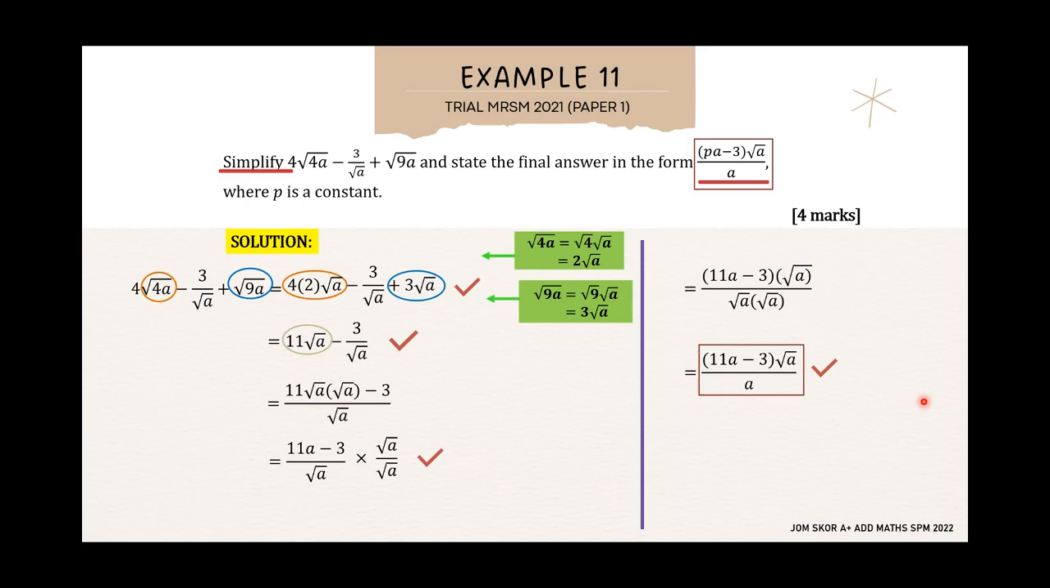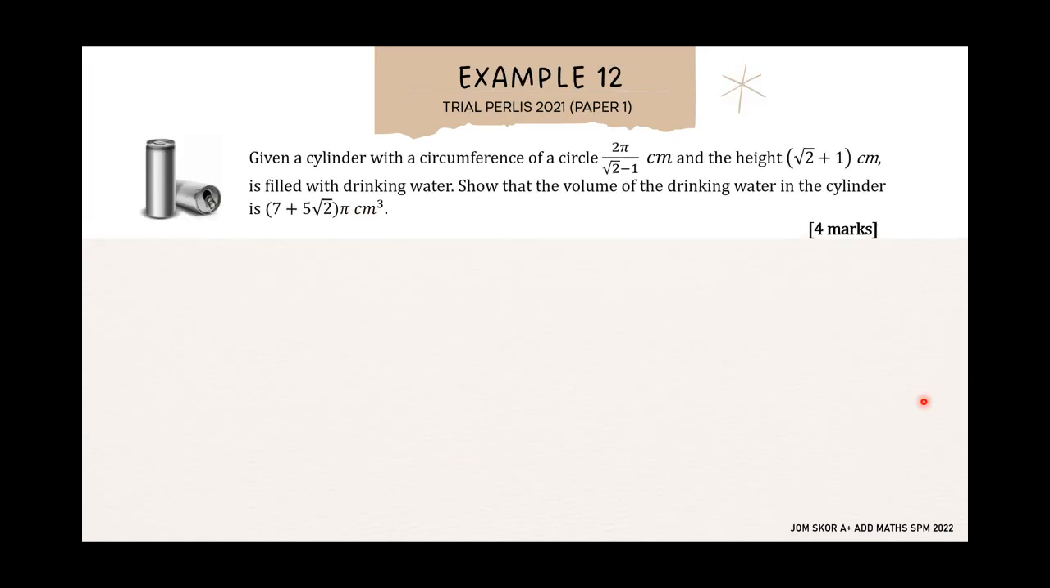Seterusnya example number 12. Kita tengok pada soalan yang melibatkan solving equation. Kita baca sikit. So given a cylinder, okay, with a circumference of a circle. Dia bagi circumference, so you kena dah boleh refresh dah. Okay, dia bagi circumference, apakah formula circumference? Boleh bayangkan. Okay, dia bagi nilai circumference of a circle adalah 2 pi over sec 2 minus 1. And the height, tinggi bagi silinder itu adalah sec 2 plus 1. Is filled with drinking water. Soalan minta kita untuk show that volume.